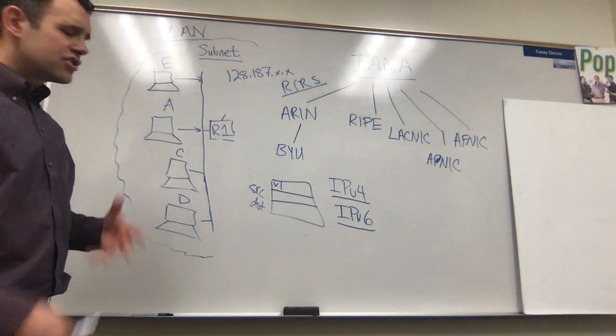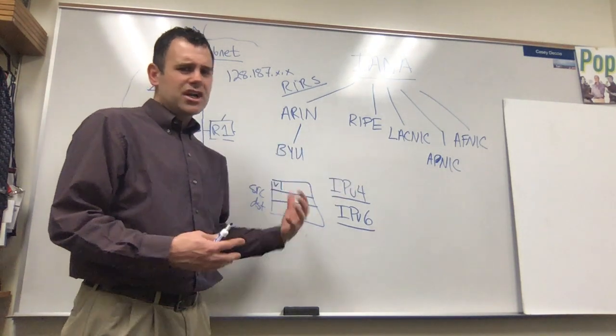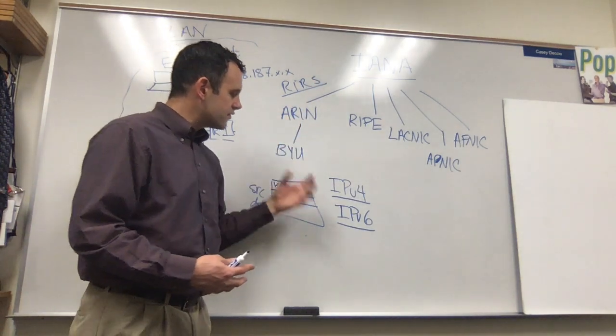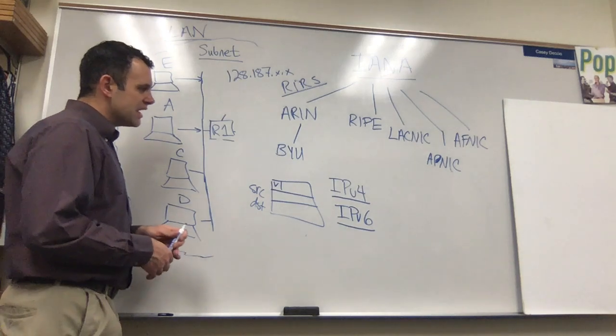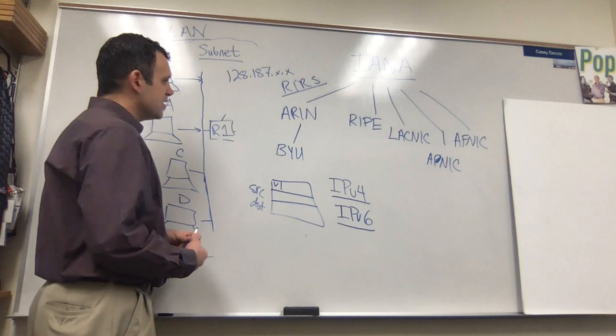Okay, so that was a long background to go along with where does address space actually come from? Well, there is some central group that's assigning it, and then regional groups that further delegate it down. But in the end, that address space all depends on a protocol, which is the IP protocol.